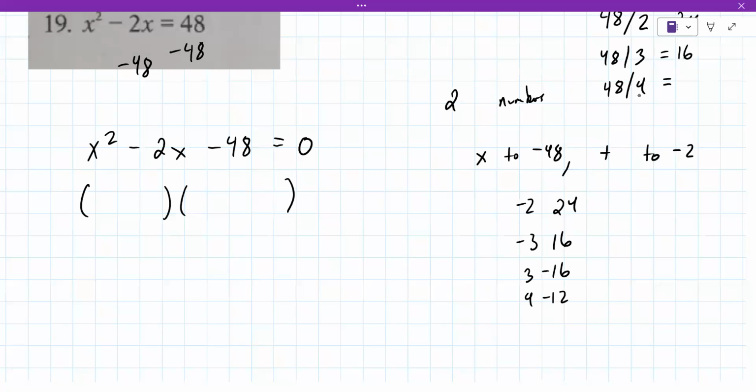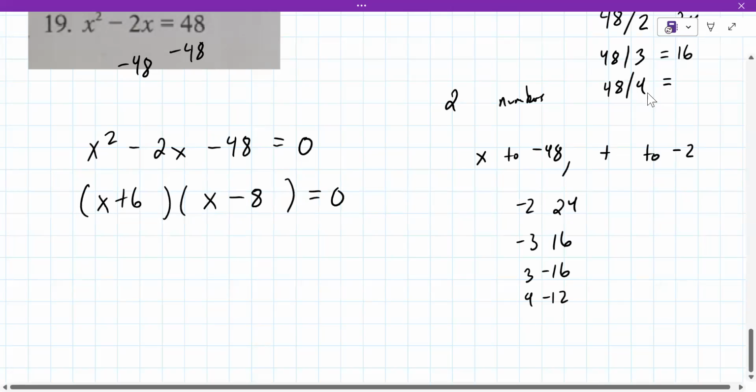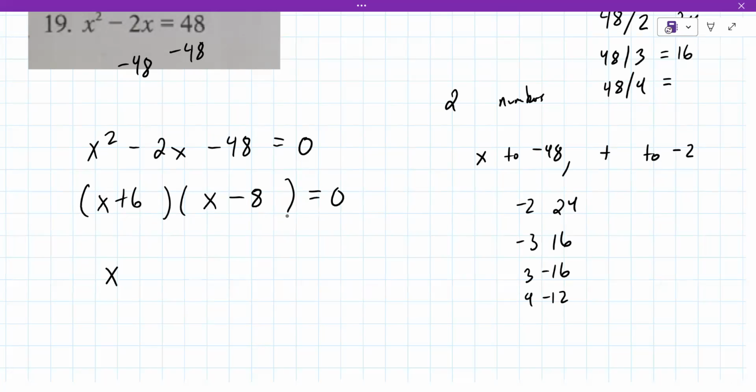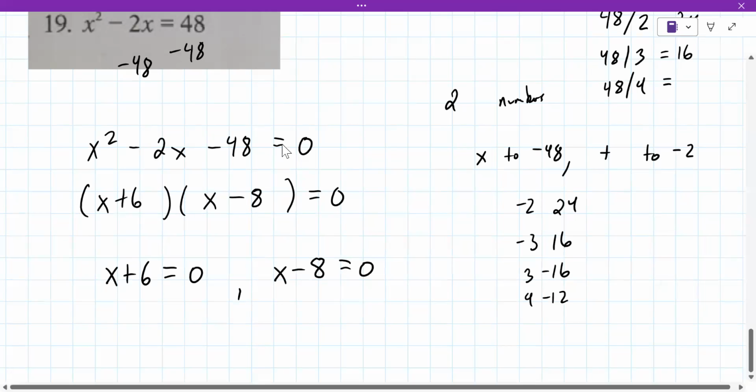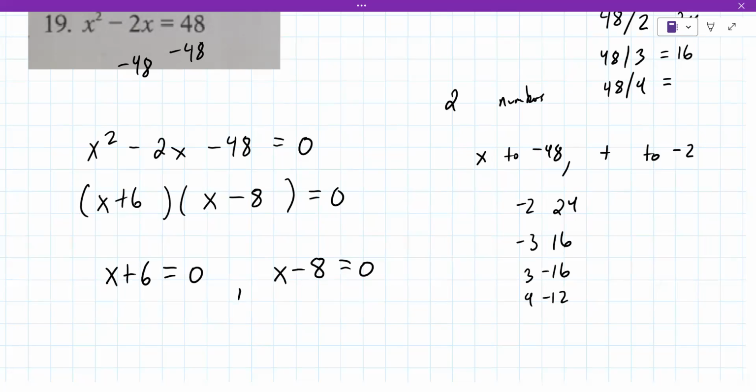I would say 6 and -8. X plus 6, X minus 8 equals 0. Good. Now, important thing here, we actually answered this earlier in the test quiz review. You have to set each of these equal to 0. Set them both equal to 0. Go ahead and solve those for us, please.